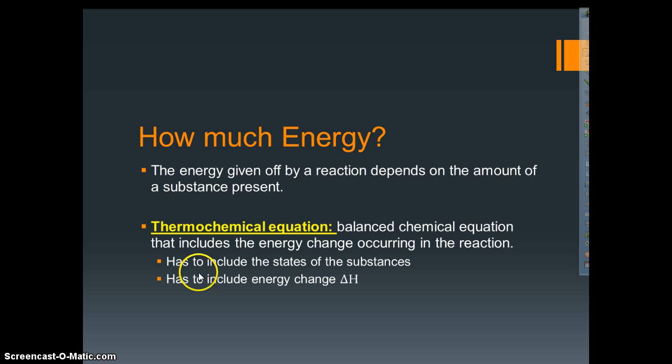Okay, so we have to make sure we know what states the substances are in. That'll give us a clue of what we're doing with the energy. And we have to make sure we're including how much energy is given off or taken on. Those are the rules of a thermochemical equation. And like any chemical equation, we have to make sure it's balanced.